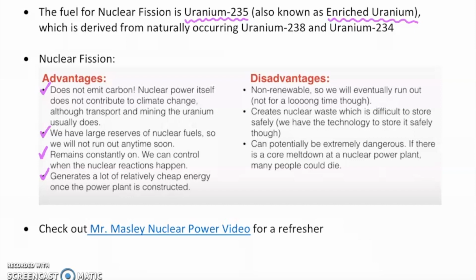Some disadvantages, though, include the fact that, although we have a lot of nuclear fuel, it is technically non-renewable, which means eventually we will run out, but honestly, we have a long time before that happens.